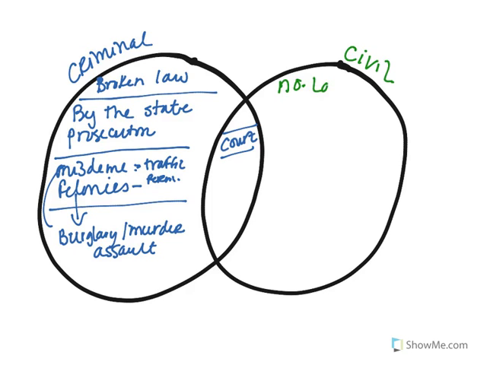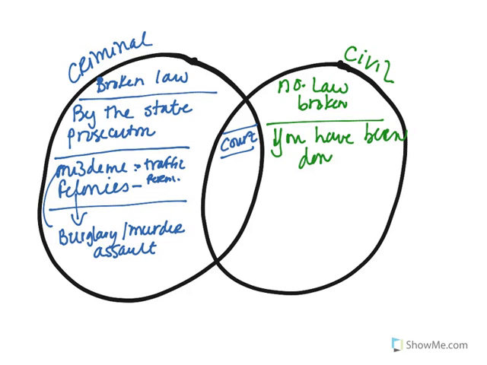Now, your civil case is a claim that someone has done you wrong. No law has necessarily been broken, though it could go through the actual courts. That means you felt that you have been done wrong by someone, a family member, a neighbor, etc.